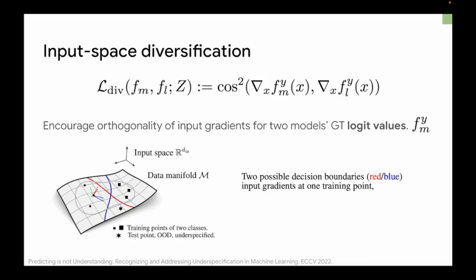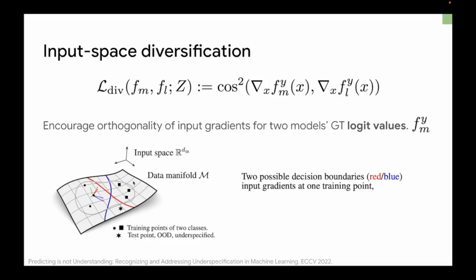So one strategy is more of an input space perspective. You can define the diversity loss as the cosine similarity between the gradients of the logit value with respect to the input, for the ground truth class. Okay, so Fy refers to the logit value of the ground truth class, and m and l here refer to the index for the expert, the model. And you try to make sure that these gradients are orthogonal to each other.